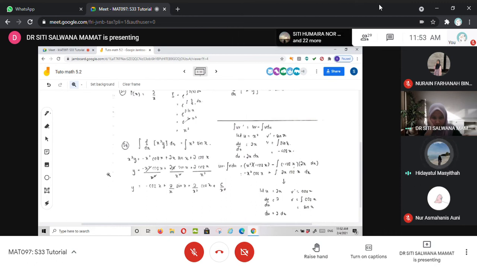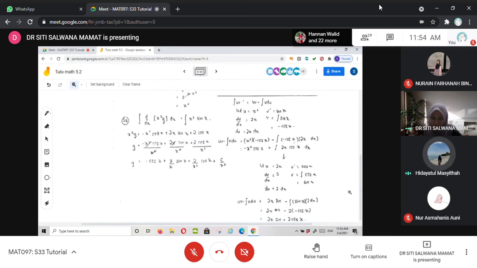So kat sini x square sin x ni kita kena buat integration by part. So, the formula is integrate uv prime equal to uv minus integrate v du. So let u kita x square. So du over dx 2x. So du kita akan dapat 2x dx. While v prime kita ambil sin x. So v kita dapat integrate the sin x, kita dapat negative cos x.